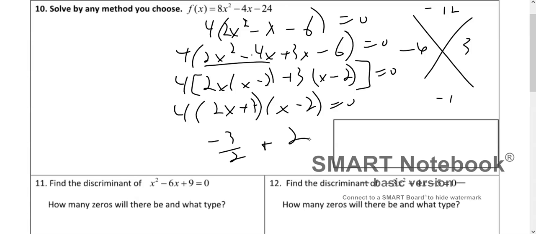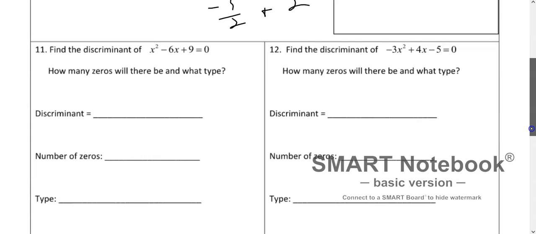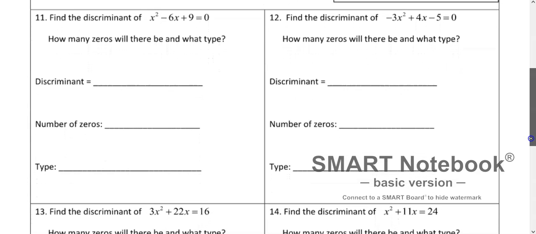You could use the quadratic formula. You could just guess and check. Whatever works for you. Your choice. My choice was factoring with the AC method, kind of a guided guess and check.